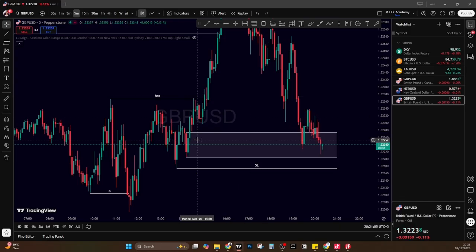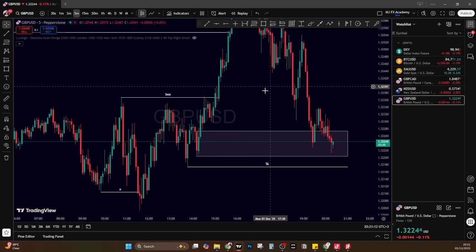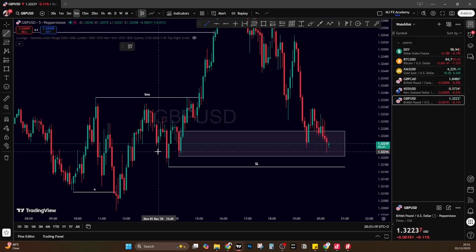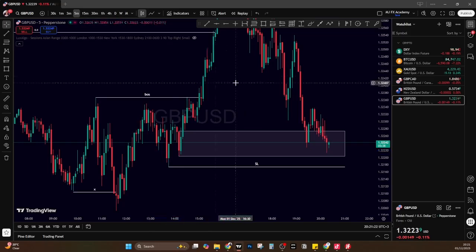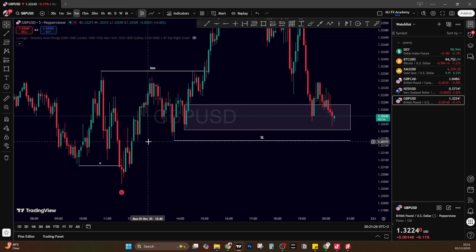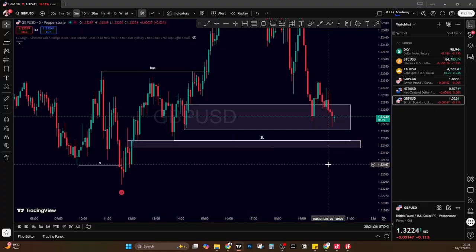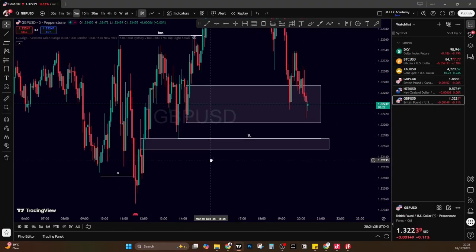Now, when you look at this, you cannot see any FVG here. Number two, it swept liquidity here. It swept this liquidity, that low, and it broke structure. But now, if you come down here, can you see this? We have this FVG here.